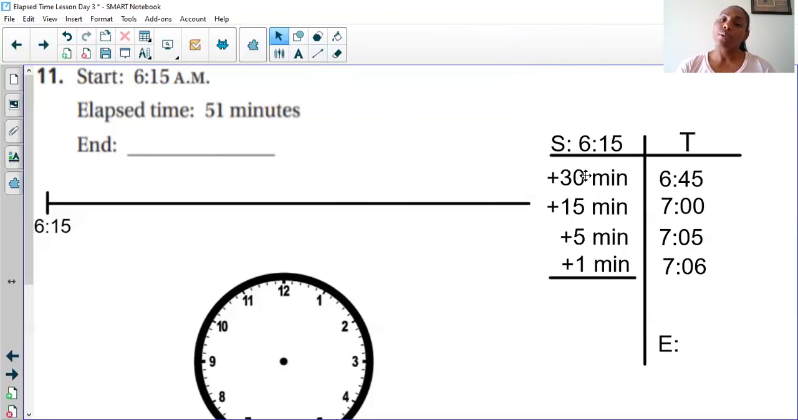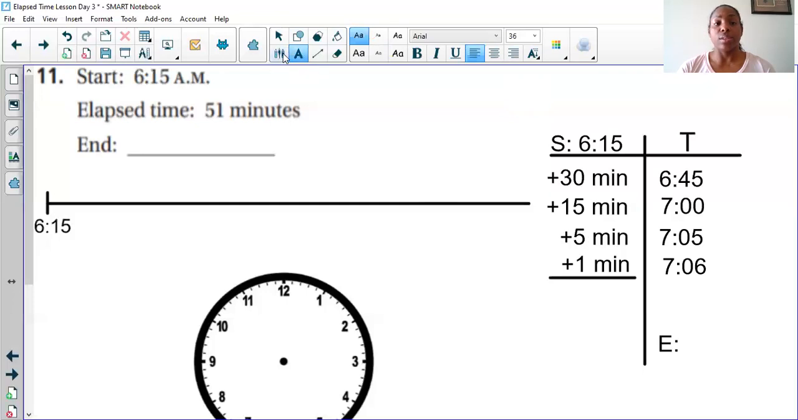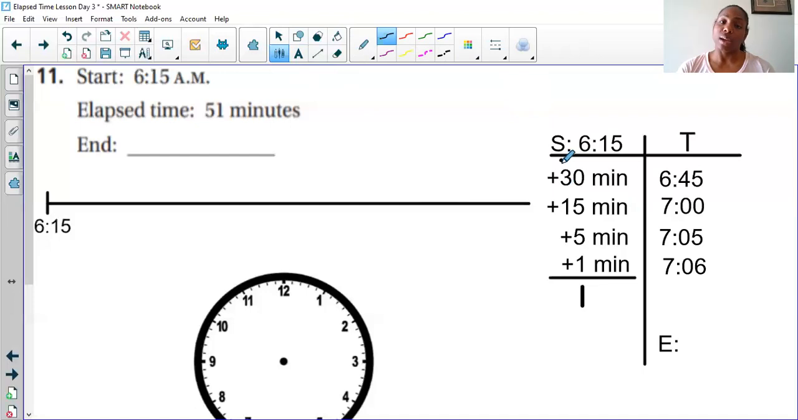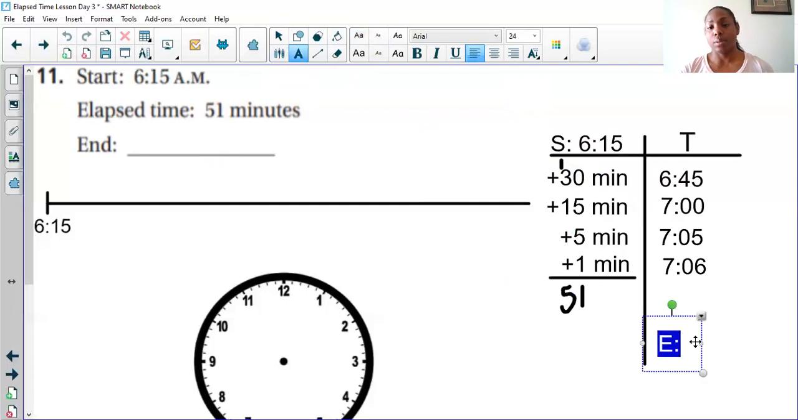So our 0 plus 5 is 5, 5 plus 5 is 10, and 10 plus 1 equals 11. So I'm going to go ahead and just write a 1 in the ones place and carry the other one to the top of the tens place. So I have 1 plus 3 is 4, 4 plus 1 is 5. So guess what, friends? 51 minutes it was. So what is our end time that they were asking for? Our end time is 7:06.